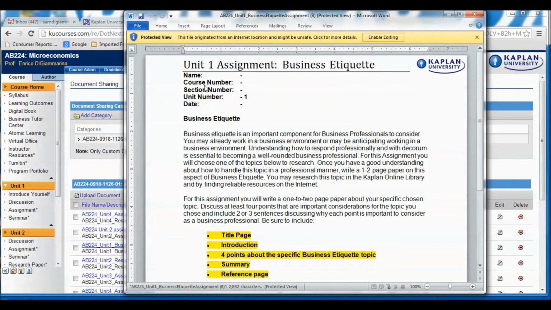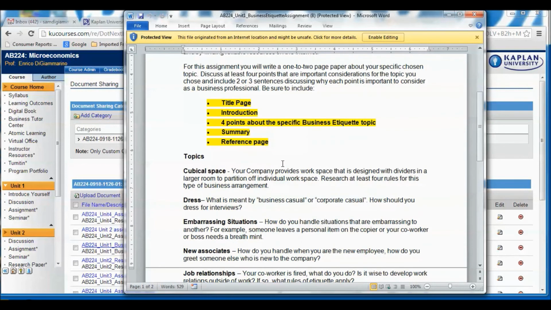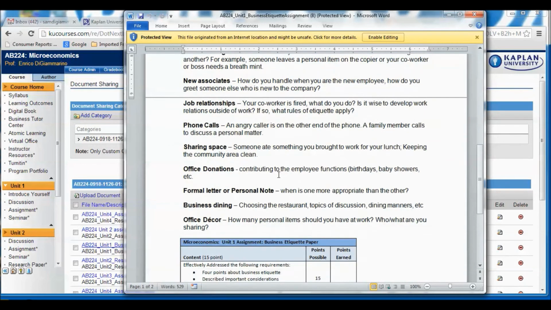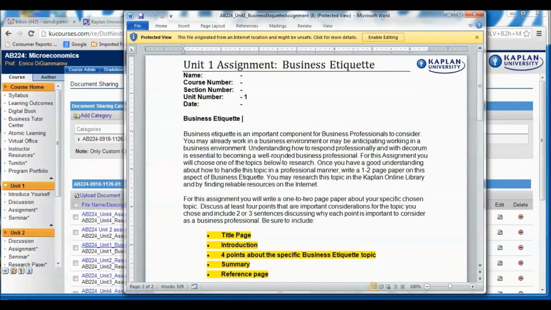Now you're going to do the same thing as far as saving the document with the correct name. It tells you you need a title page, an introduction, and 4 points on a specific business topic. You pick one of these and come up with 4 points on it, and then this is the grading rubric that we're going to grade you on. In this case, you can just take a plain document. You don't need to resubmit this one, but you need to make sure you put this information at the top of your new one. Consider that your title page, and make sure that you've saved it with the right name.